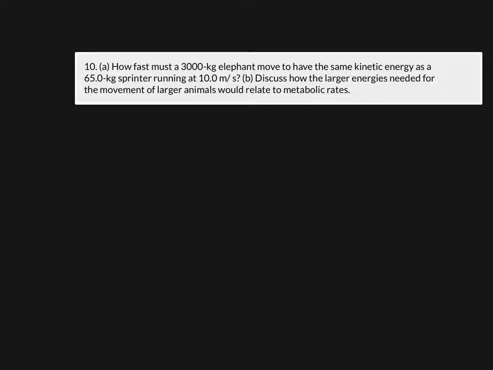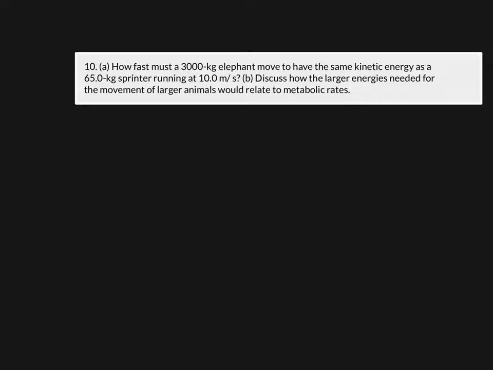Now we want to see how to solve energy problems, how to use the energy equations that we know. In this particular problem, we want to know how fast a 3,000 kilogram elephant has to move to have the same kinetic energy as a 65 kilogram sprinter that's running at 10 meters per second. And then we want to know how the larger energy needed for the movement of larger animals relates to metabolic rates. So how do we go about solving this numerical part?